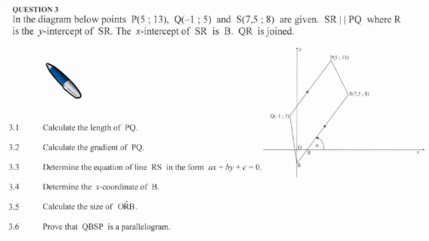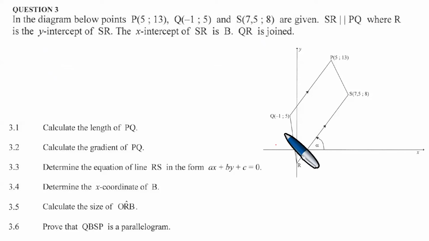In this lesson, we shall solve questions on analytical geometry. We start by focusing on question 3. In the diagram below, points P with coordinates (5; 13), Q with coordinates (-1; 5), and S with coordinates (7,5; 8) are given.